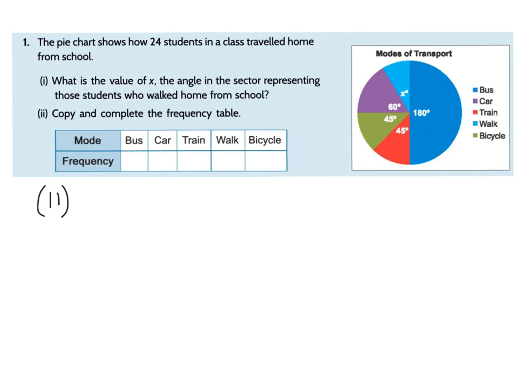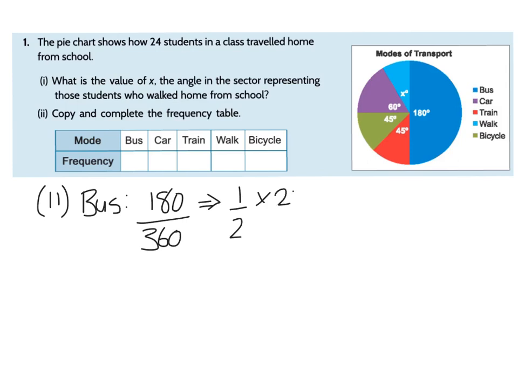So, for people who travel by bus, we're simply taking the angle, which is 180, dividing it by 360, and if we were to simplify that down, it is 1/2. We multiply by 24 because 24 is the number of students who took the survey. And when we do that, we get 12, because half of 24 is 12.